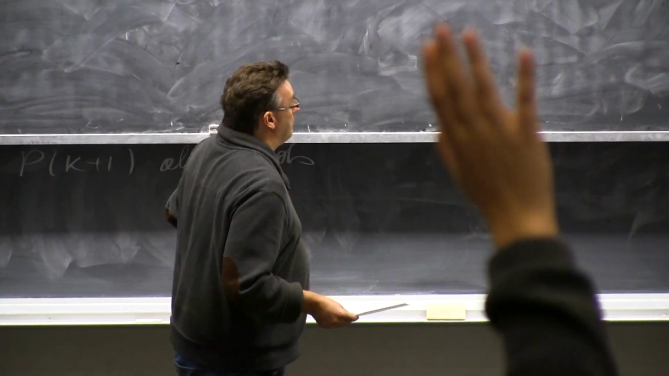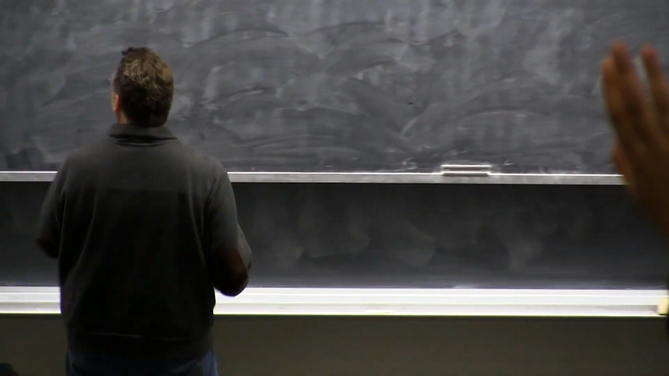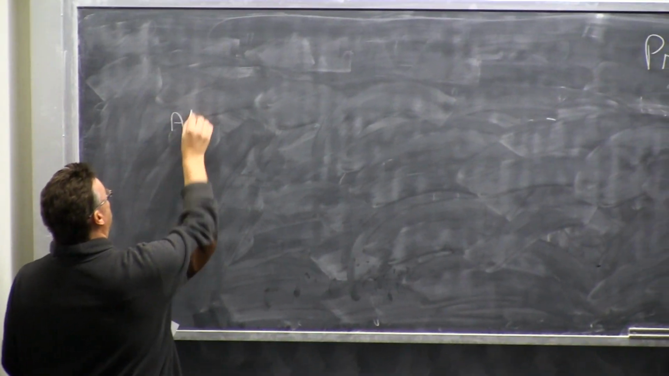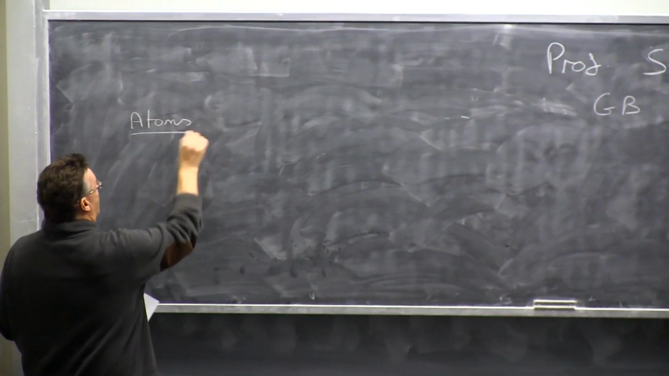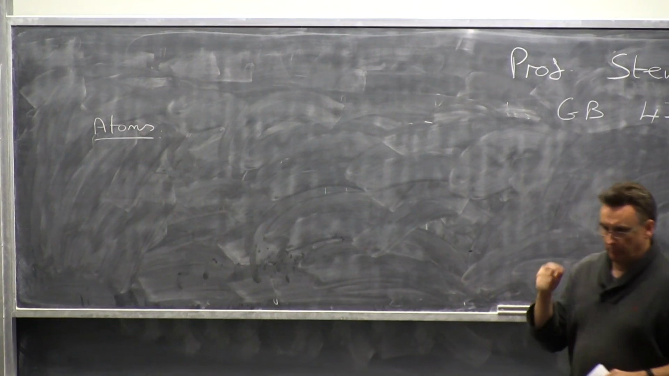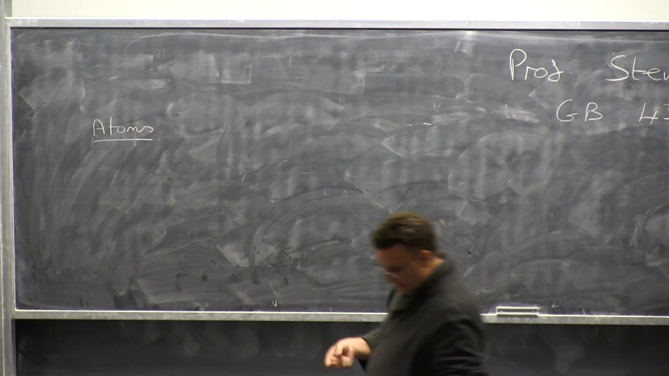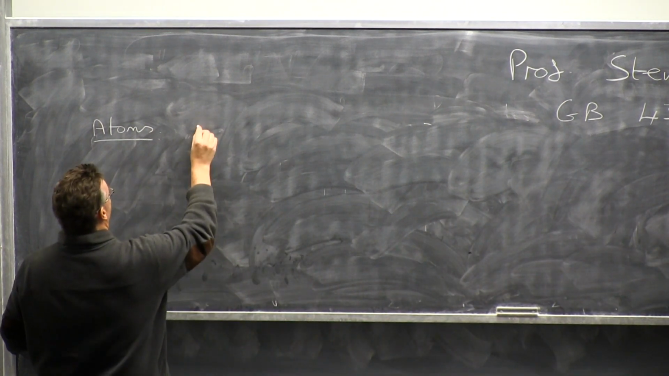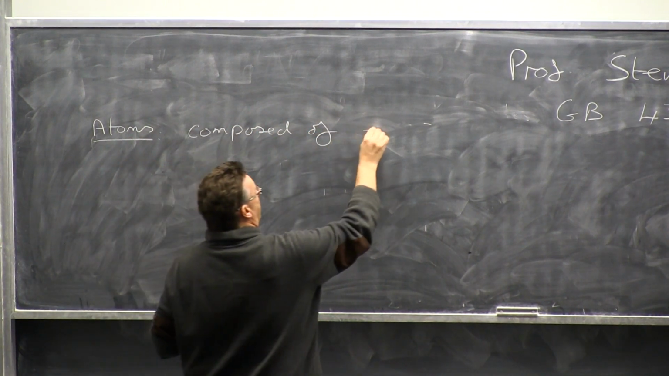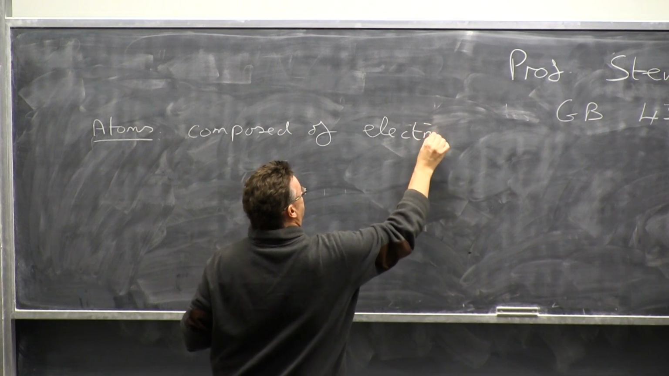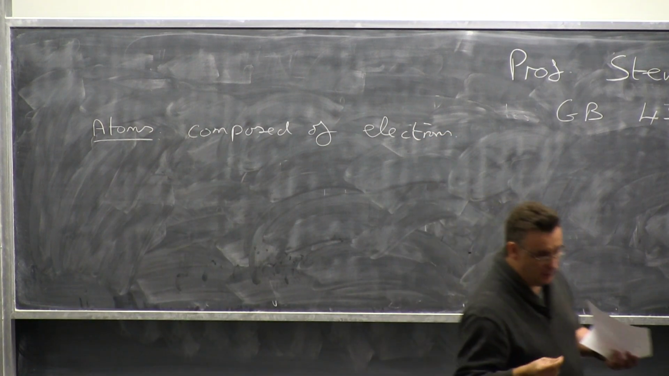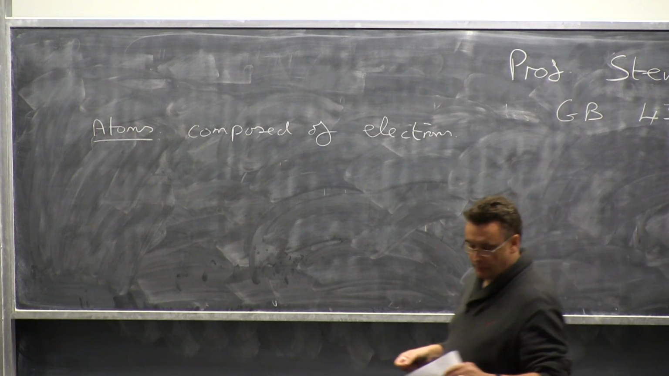So let's just start with some basic definitions. So matter, or let's just say atoms. Atoms are the basic constituent of matter, be it conductor, insulator, etc. Composed of electrons. And these electrons have a negative charge. Anybody know what that charge is?